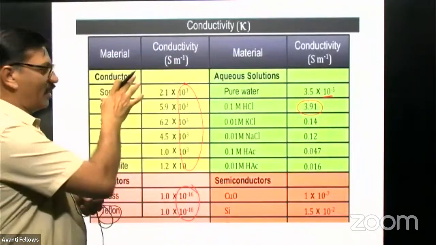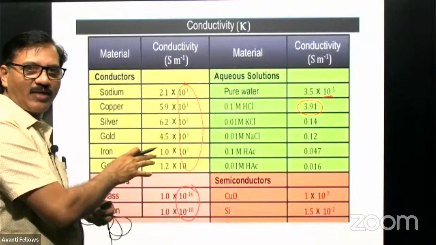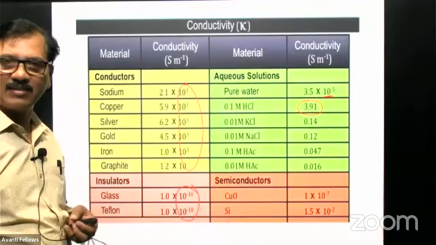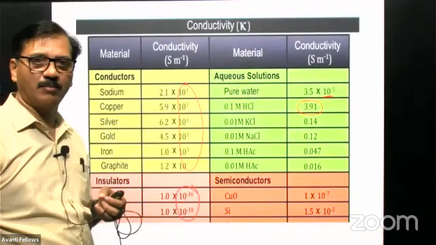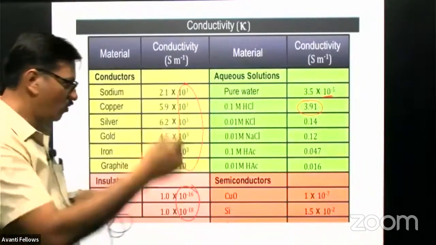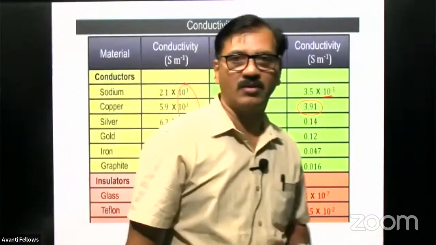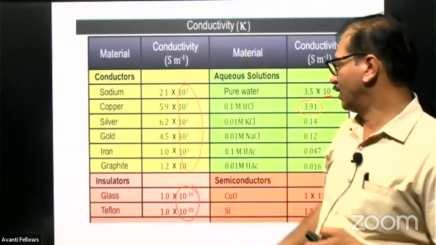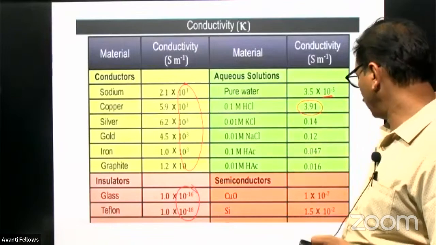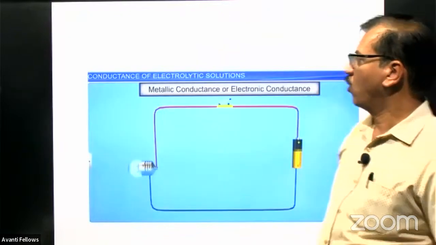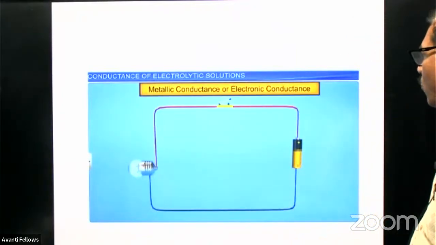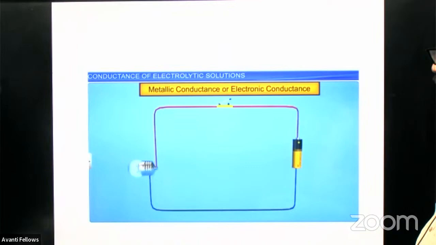So metals are very good conductors; the conductivity value is more. But in ionic solutions it is less. Ions do conduct, but meagerly, right? But they are more than insulators, or semiconductors like copper oxide and silicon. In that comparison, it is more. Now, how does metallic conductance and electronic conductance take place? Let us see this video.